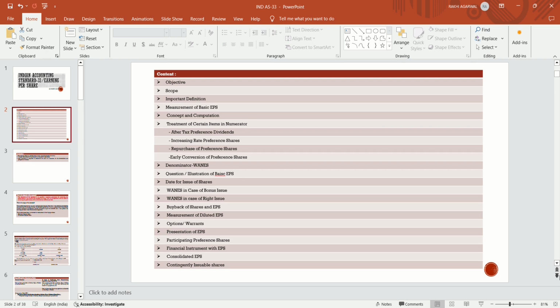So this topic is divided into 3 videos. Today we will discuss the objective of this standard, then the scope, then measurement of basic EPS, how to compute the weighted average number of shares, what the basic EPS is, the definition of basic EPS, along with important examples. Then we will discuss the weighted average number of shares in case of bonus issue. Today we are going to discuss that much only. In the next video, we will continue our topic with the remaining contents. So let's start.